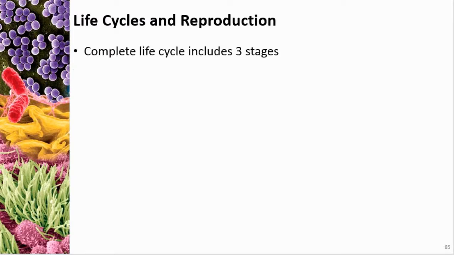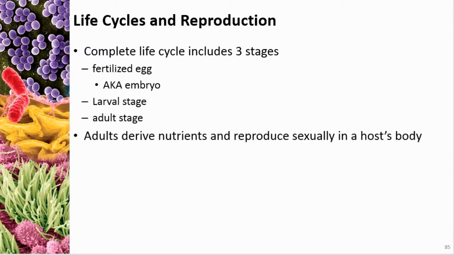Okay, so there's three stages of the life cycle of these helminths. It starts with a fertilized egg, also known as an embryo. Once that embryo hatches, or the egg hatches, they go into a larval stage. So it's a larva. The larva then continues to develop and eventually becomes the adult. So adults derive nutrients and reproduce sexually in the body of a host.